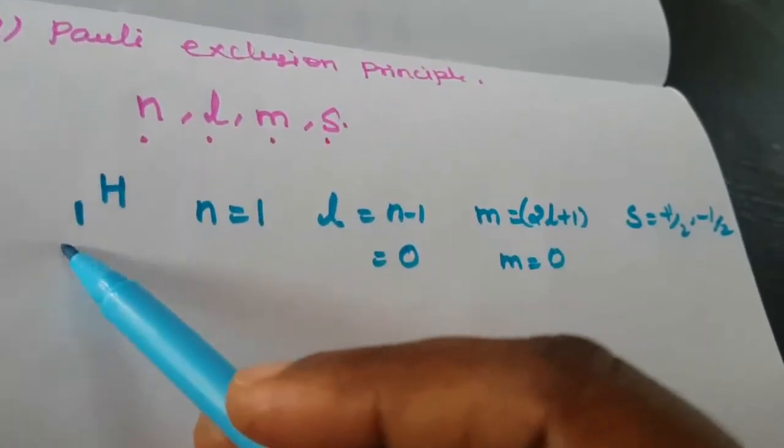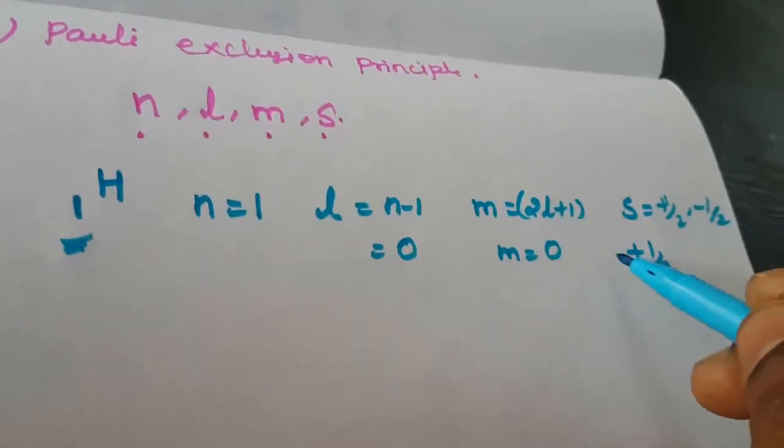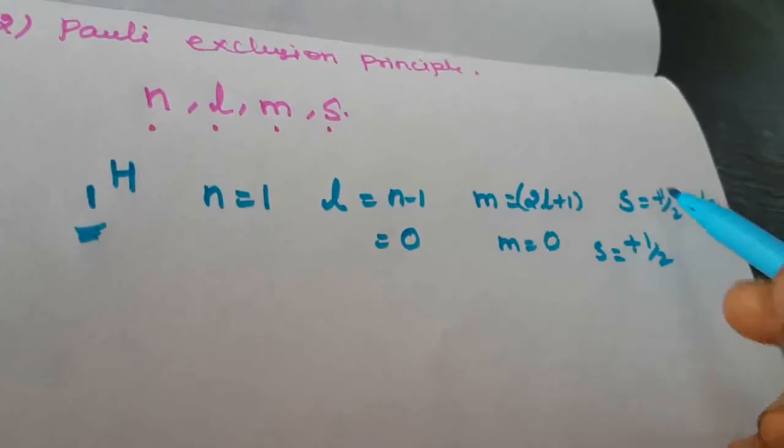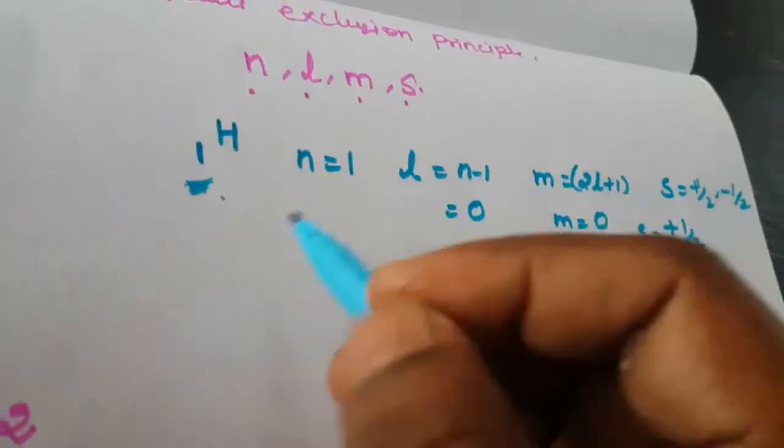So here there is only one electron, so that is plus only. The S orbital contains plus only, because only when there are two electrons do you get plus and minus. Here only one electron is there, that is plus. What is the four quantum number?